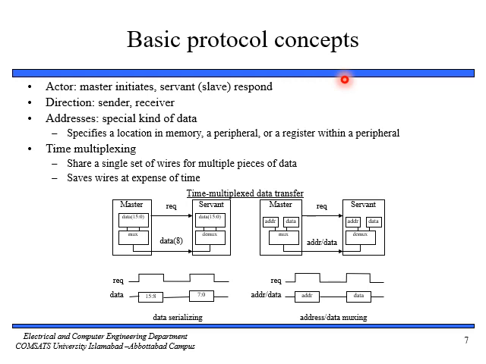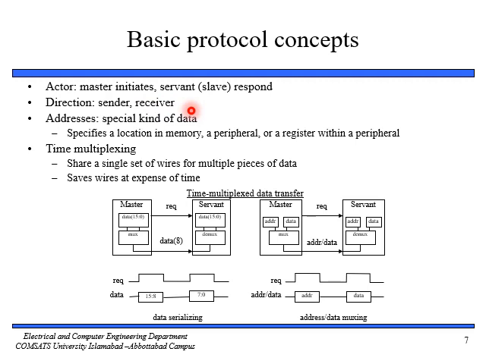It has a read protocol and a write protocol. Hardware protocols can be much more complex. However, we can understand these better by defining some basic protocol concepts. These concepts are actor, direction, addresses, and multiplexing. An actor is a processor or memory involved in the data transfer. A protocol typically involves two actors, master and slave.